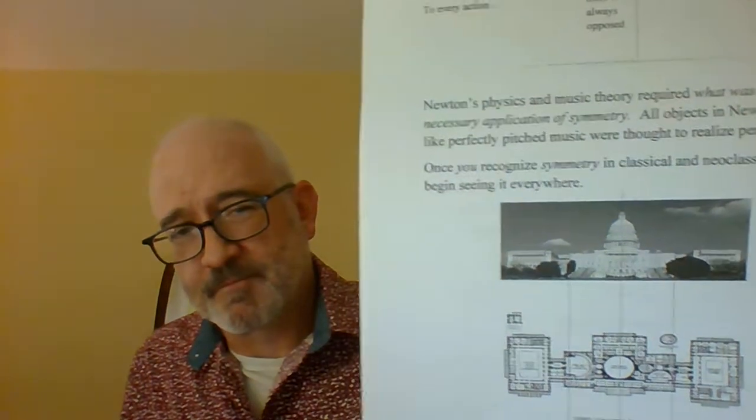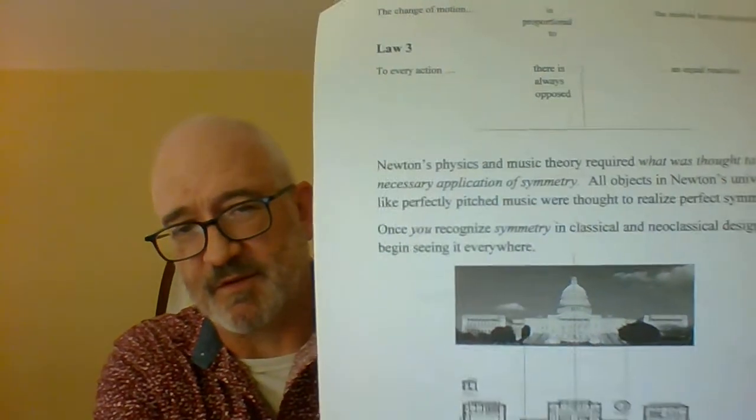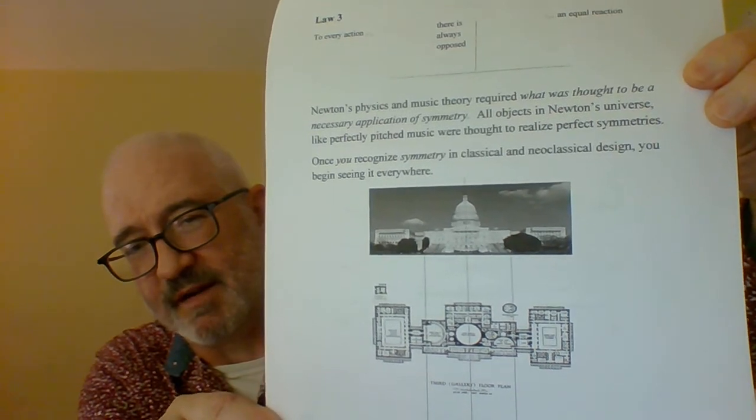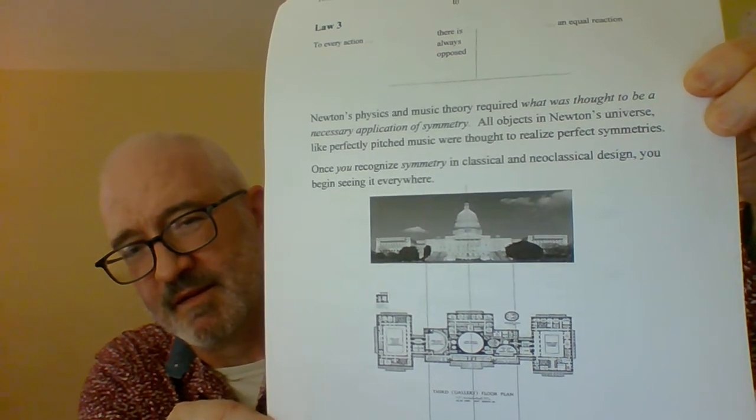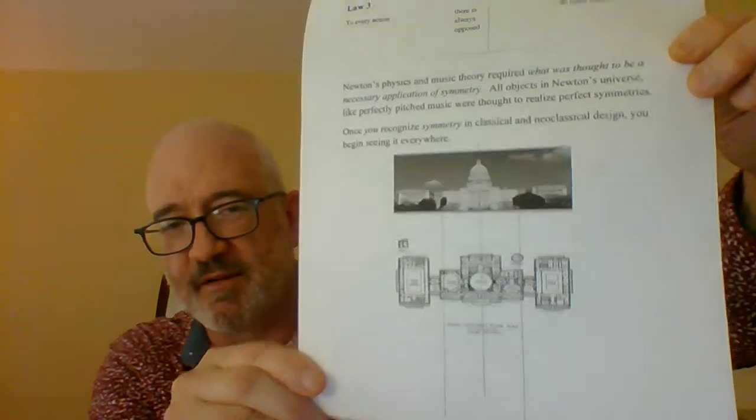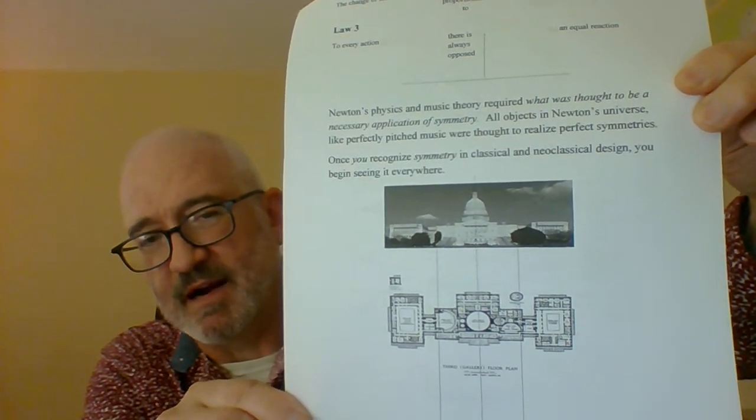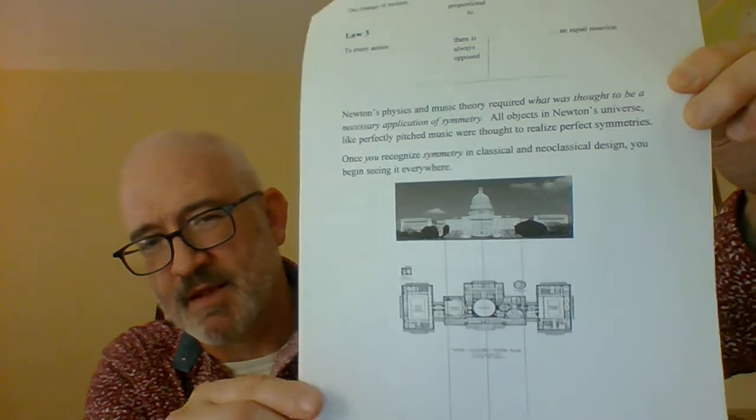And once you recognize symmetry in classical and neoclassical design, you'll begin seeing it everywhere. For example, one example is the U.S. Capitol building. What I've done is juxtapose a front view of the U.S. Capitol building with the floor design of the U.S. Capitol building. And what you have is that same line running right down the center, and you have equal parts on each side, right?